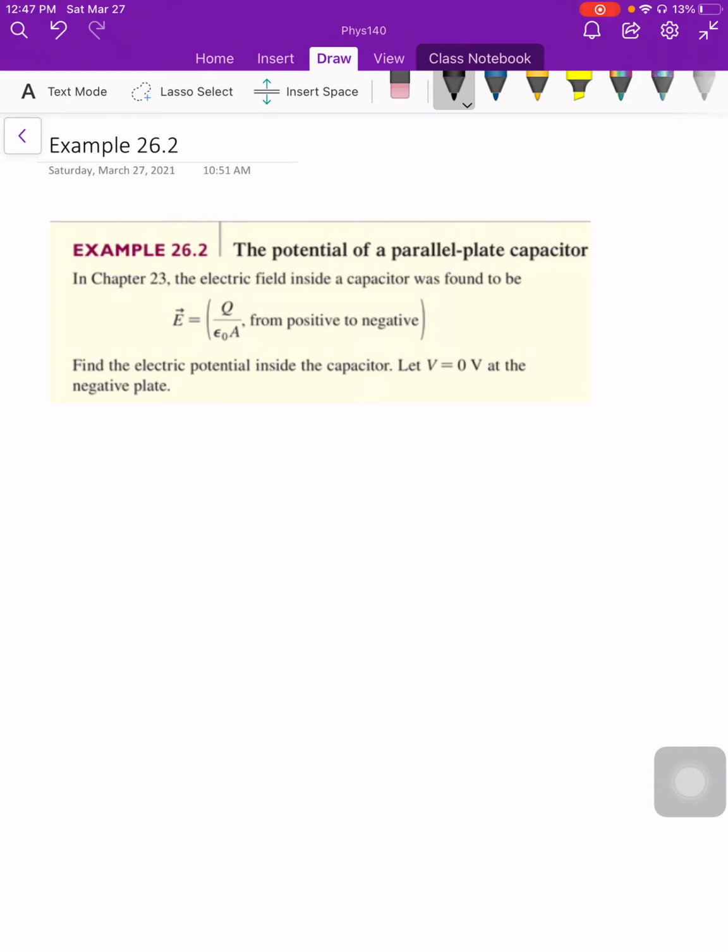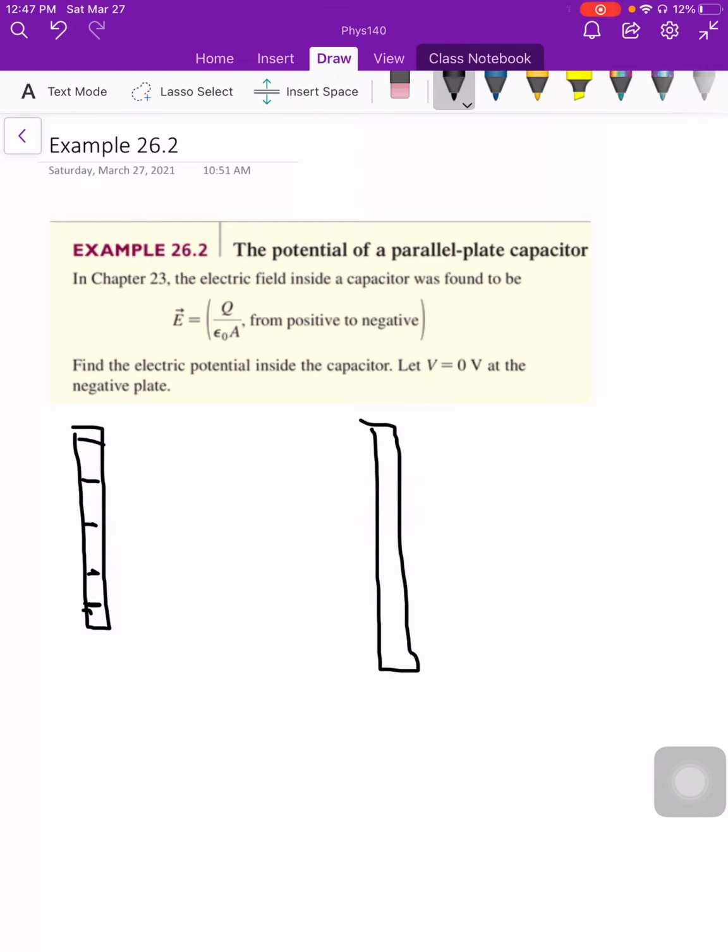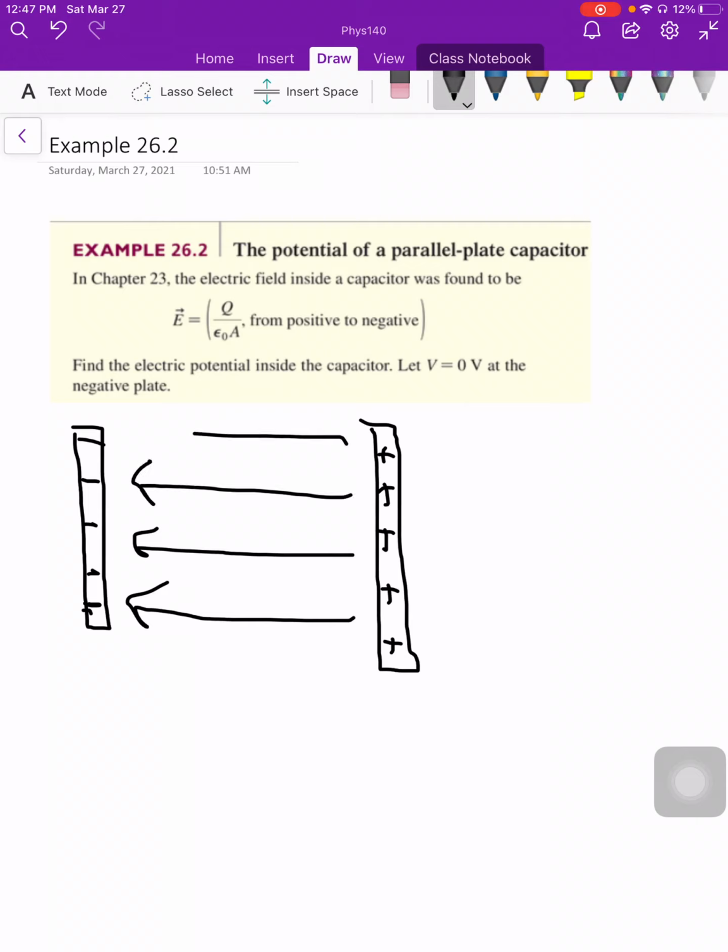So let's draw our capacitor. So we'll make this negative, and we'll make this positive. And it says from positive to negative, which of course we know, right? So this is going to point this way. And notice that Q over epsilon naught A is a constant value. So that just means my arrows are the same length. So that's how I'm representing it, that they have the same length, so they have the same magnitude.